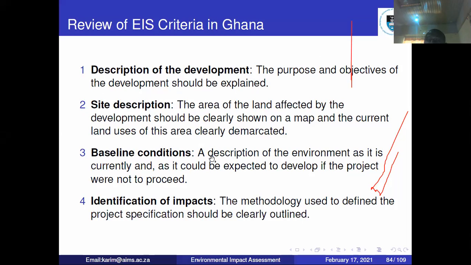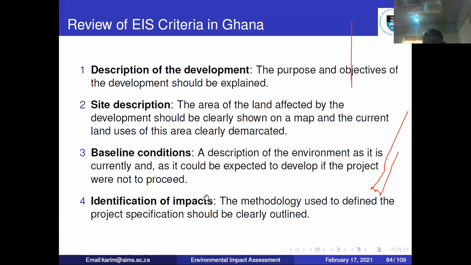Baseline conditions. What is the temperature of that environment? What is the humidity level? This particular species, how many are they? Are they more or less? Measure the baseline conditions. That is the baseline. There are conditions that are already existing when you have not started the project. What are the baseline conditions?